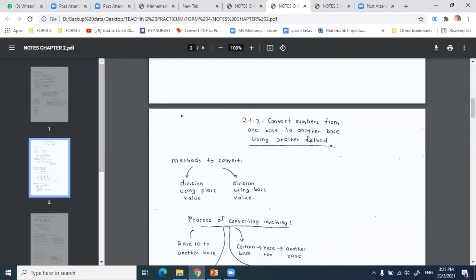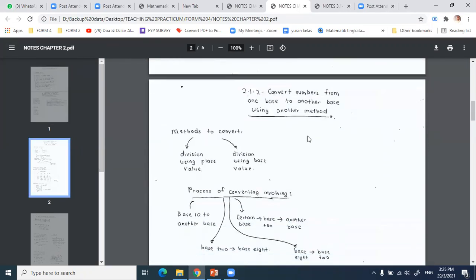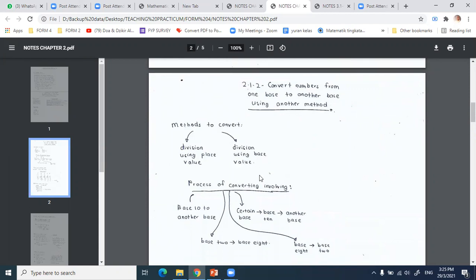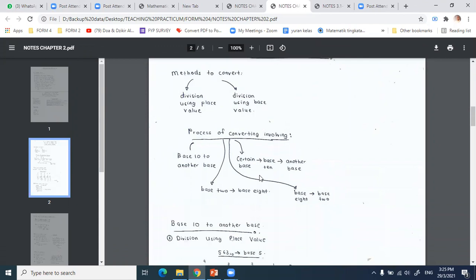Okay, and then next, how to convert numbers from one base to another base using another method. These are the two methods that can be used, which are division using place value and also division using base value. And the process of converting will involve from base 10 to another base, from base 2 to base 8, from a certain base to base 10 and to another base, and also from base 8 to base 2.